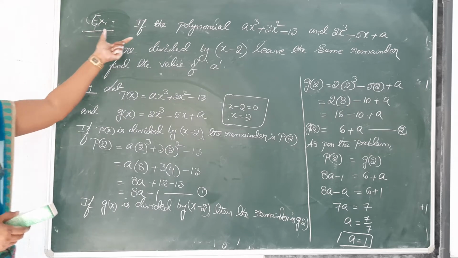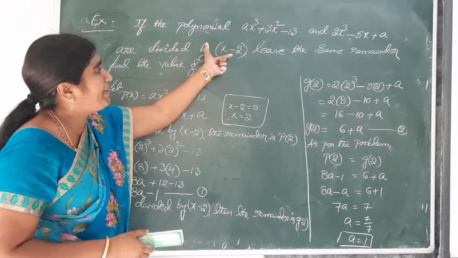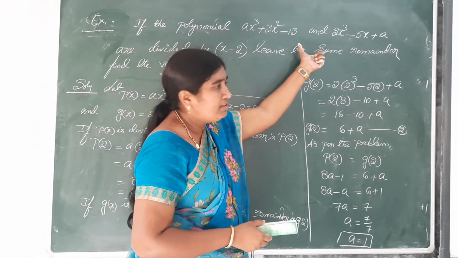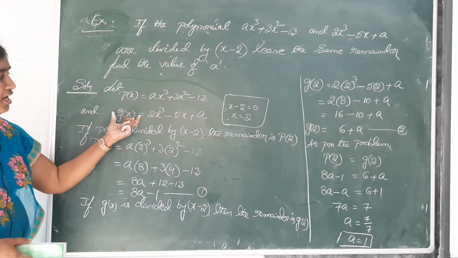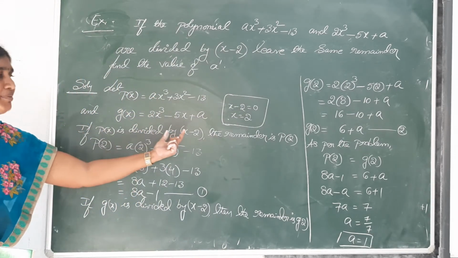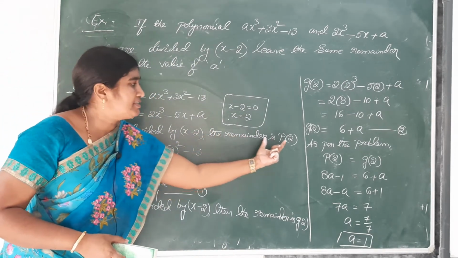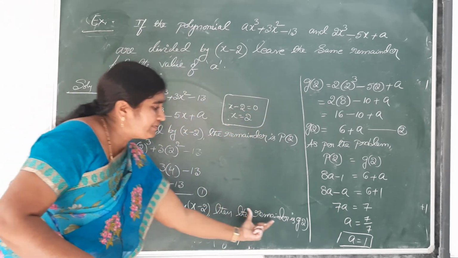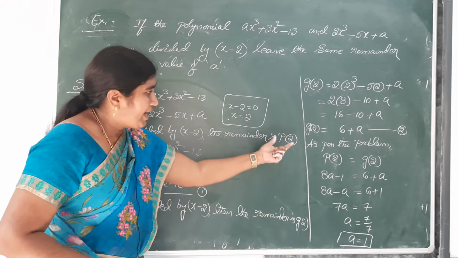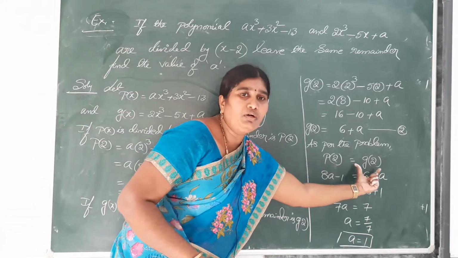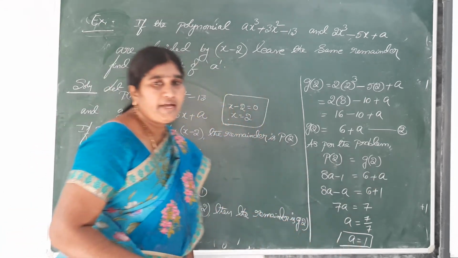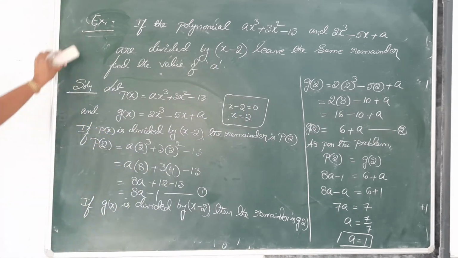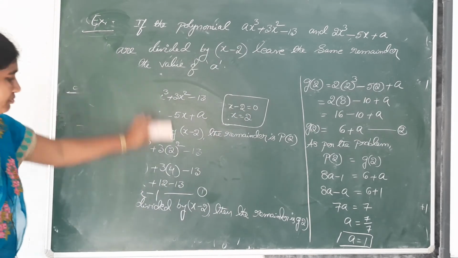Okay, first, if the polynomials p of x and g of x divided by x minus 2 leave the same remainder: when p of x is divided by x minus 2, the remainder is p of 2. When g of x is divided by x minus 2, the remainder is g of 2. As per the problem, p of 2 equal to g of 2. Therefore, a equal to 1. Next, let us see another problem.